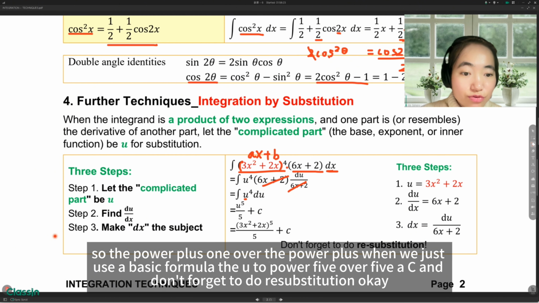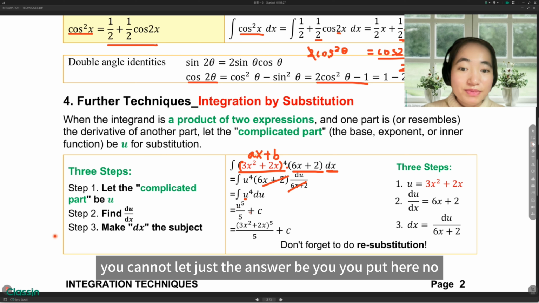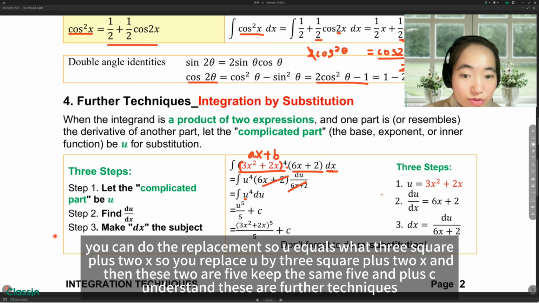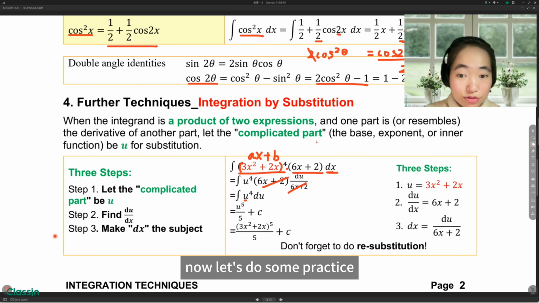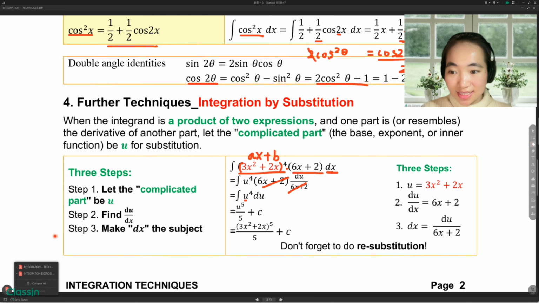And don't forget to do resubstitution, okay? You cannot let the answer just be u. No, you do the replacement. So u equals what? 3x squared plus 2x. So you replace u by 3x squared plus 2x, and the power 5 stays the same, plus c. Understand? These are further techniques, integration by substitution. Okay, now let's do some practice.